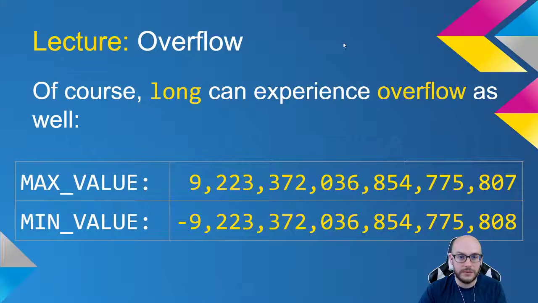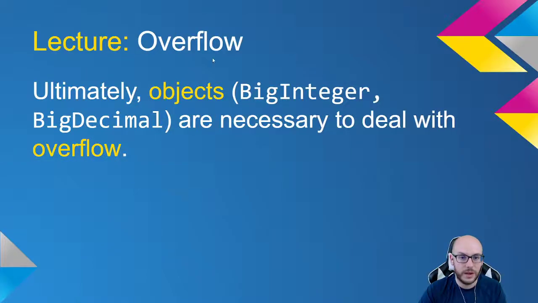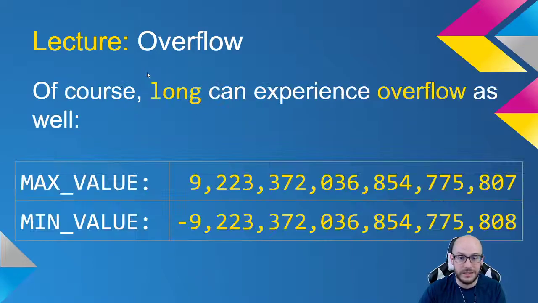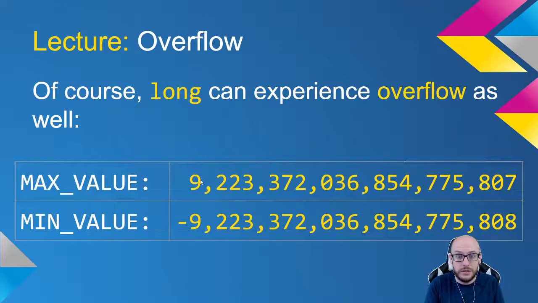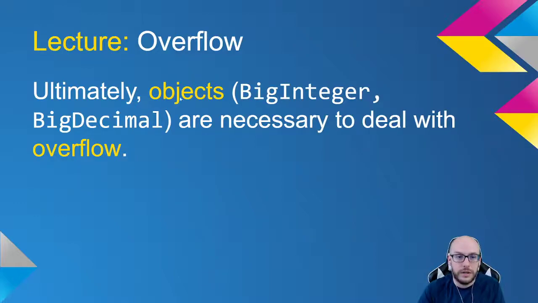So that's going to be it for overflow. Ultimately, as you can imagine, with 9.2 quintillion, it's possible to go larger than this. That's where you're going to need, in the case of Java, some objects, something known as BigInteger or BigDecimal. Don't worry about it too much, but there are possibilities.